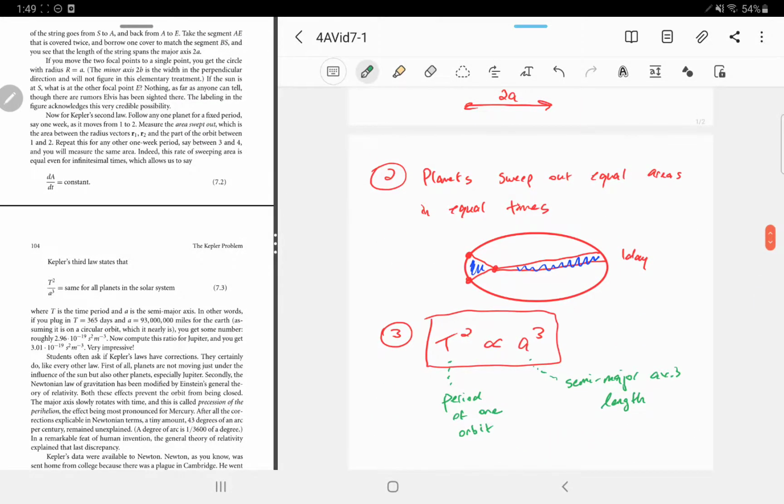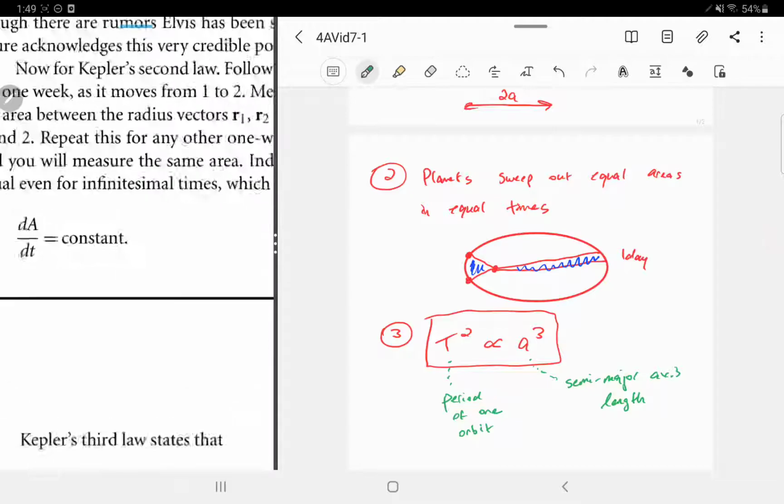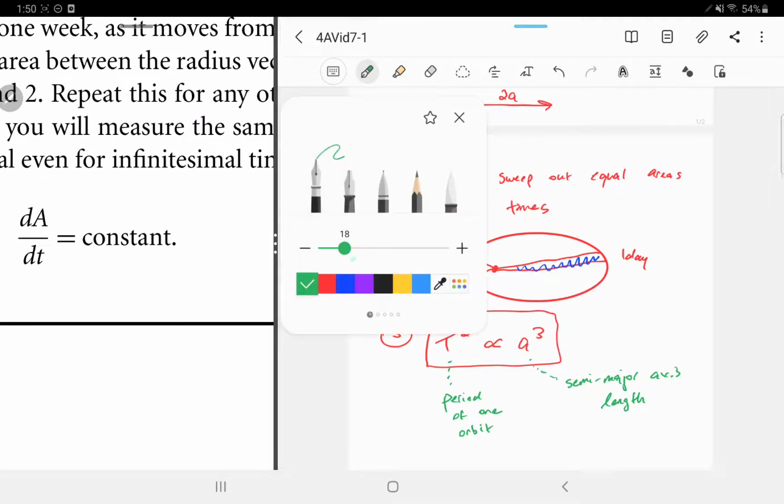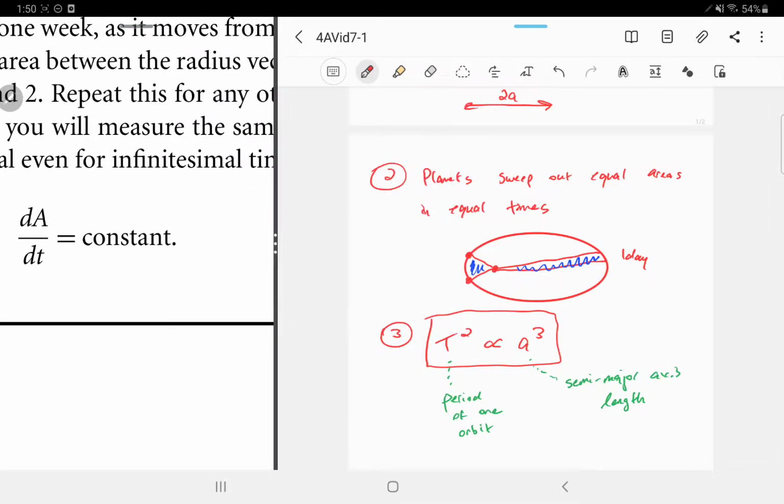By the way, your book writes down the mathematical form of the second law. I forgot to write this. Sweep out equal areas in equal times, so the rate at which the area is changing, the area being swept by these lines straight to the sun, dA/dt, is constant. We'll also come back to that formula and prove it.